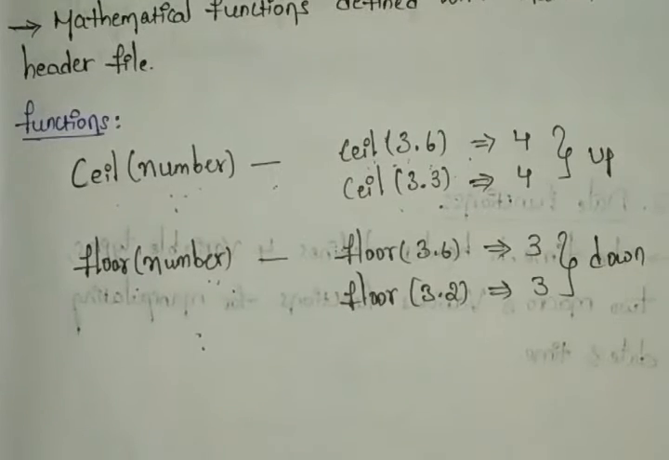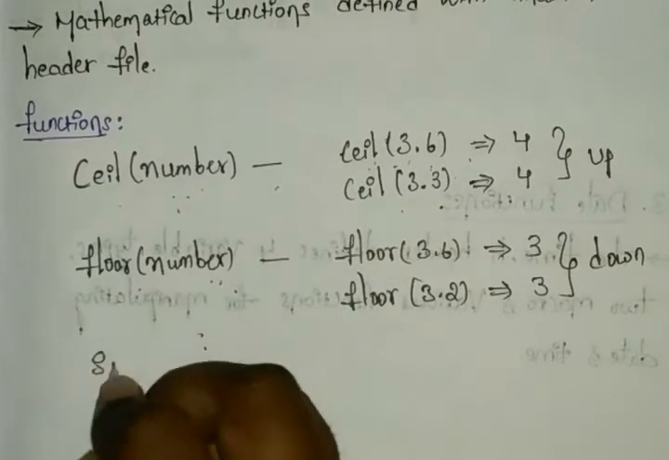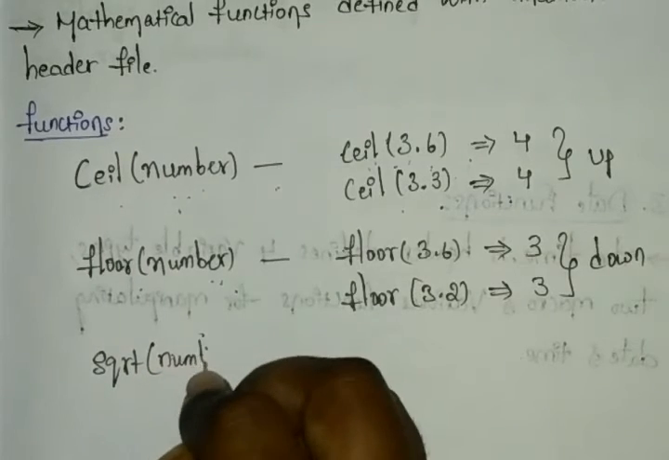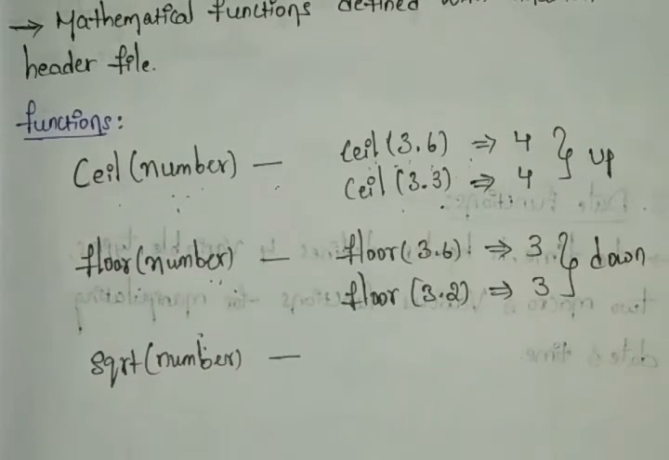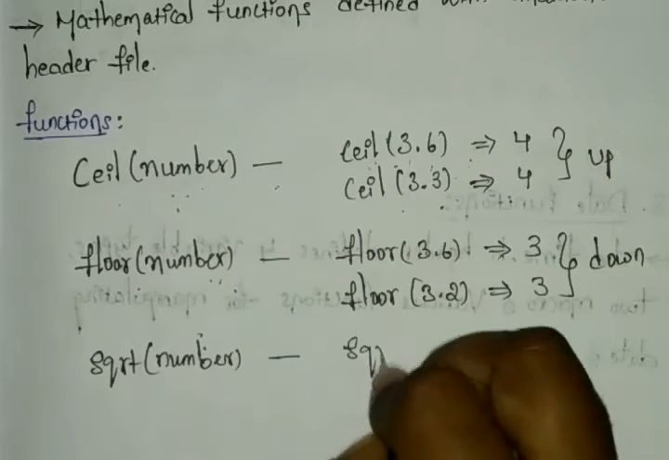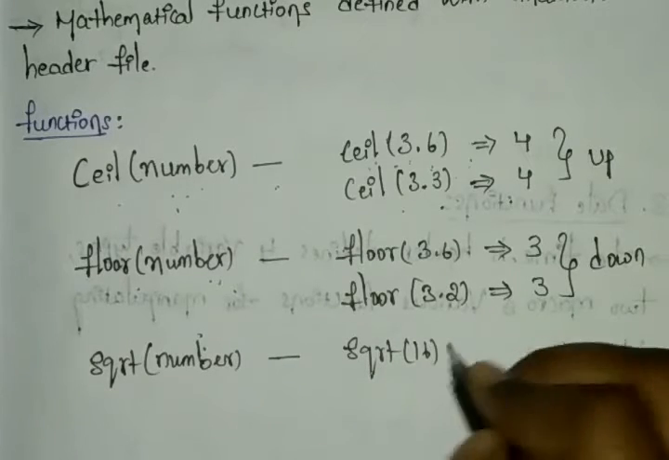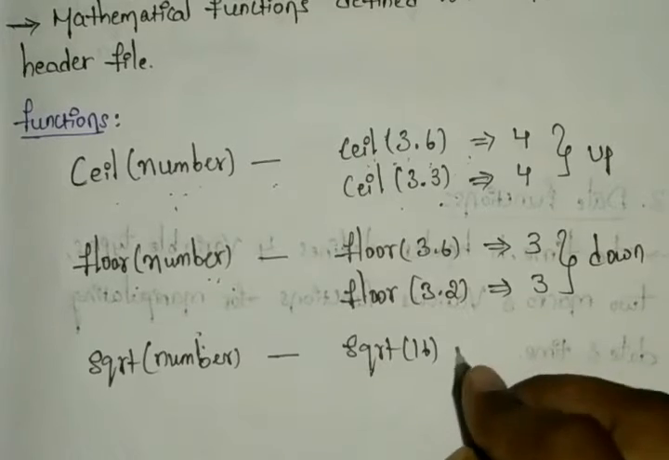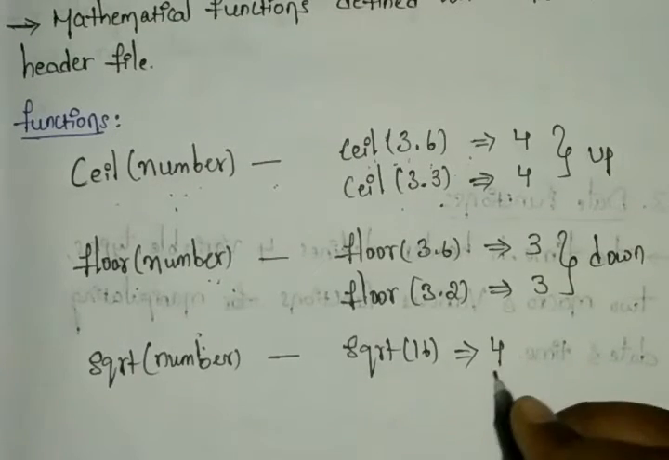And next you will have the square root, SQRT, of a number. Whatever number you give, it performs the square root for that. For example, here I am choosing SQRT of 16. So the square root of 16, what will we have here? It displays the output 4.